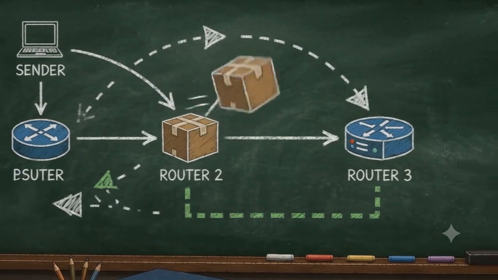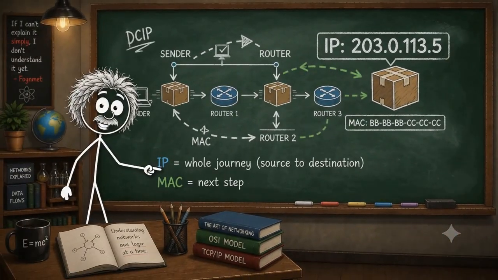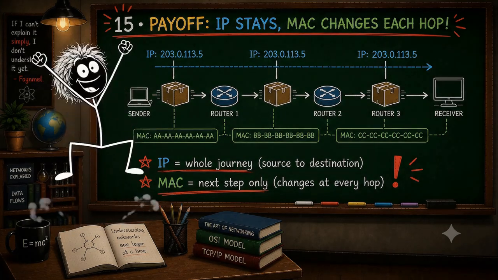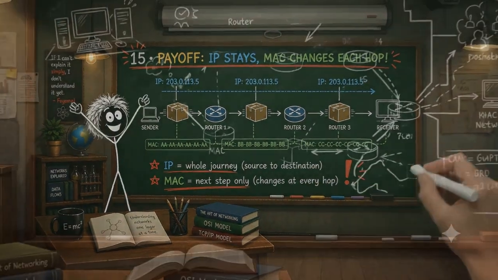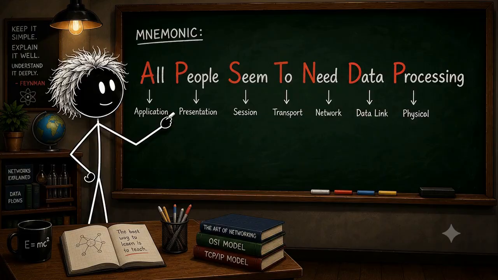That one distinction, the address for the whole journey versus the address for the very next step, is the thing that trips up almost everyone. Nail that, and the rest of it falls right into place. Now, before you close out the video, let's do one last thing. Let's apply the Feynman technique to the whole lesson.